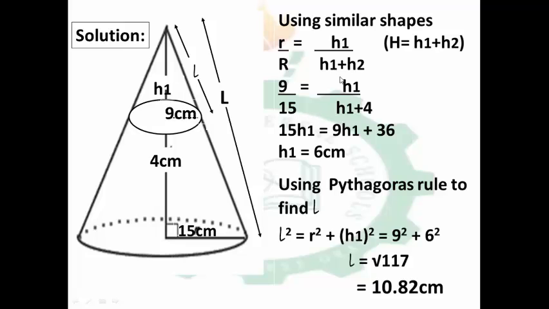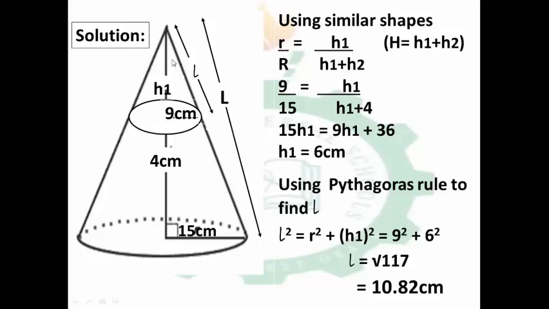Now we want to find slant height, l. Using Pythagoras theorem, we have l square equals r square plus H1 square. And this means you are going to have 9 square plus 6 square. Now when you do this, you are going to have l to be the square root of 117. And this equals 10.82 centimeters.